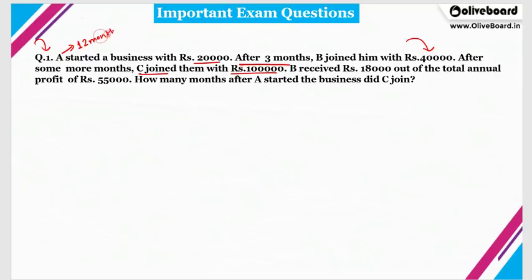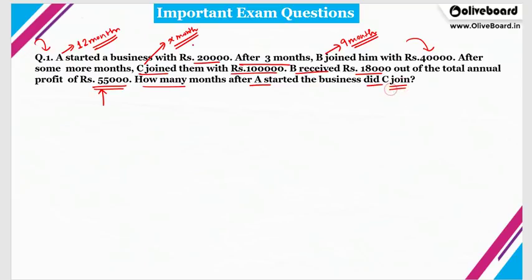If the total business is for 1 year, I can say that A has invested for 12 months. B, since he has started after 3 months, has invested for 9 months. Now for C, since they have not mentioned the time period, I am just assuming that C has invested rupees 1 lakh for the period of X months. Now again they are saying that B received rupees 18,000 out of the total annual profit of rupees 55,000. So the total annual profit was 55,000, and out of which B's share was 18,000.